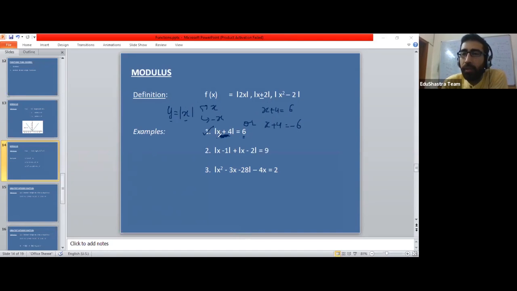This is the only way of conceptually solving mod of x plus 4 equal to 6. x plus 4 is either 6 or x plus 4 is minus 6. That gives you two values: x is equal to 2 or x is equal to minus 10. So solving mod of x plus 4 equal to 6 will give you these two solutions, 2 or minus 10. Is this clear? I've covered a lot in the past 10 minutes, some basic important concepts. Is this clear, guys?